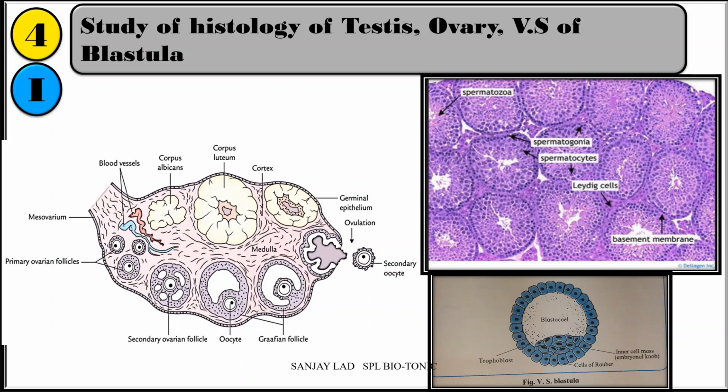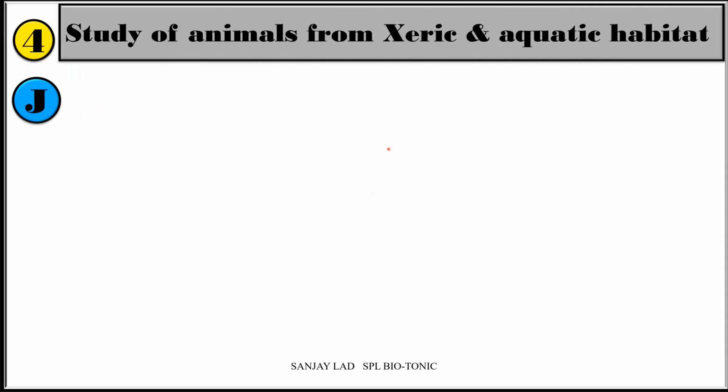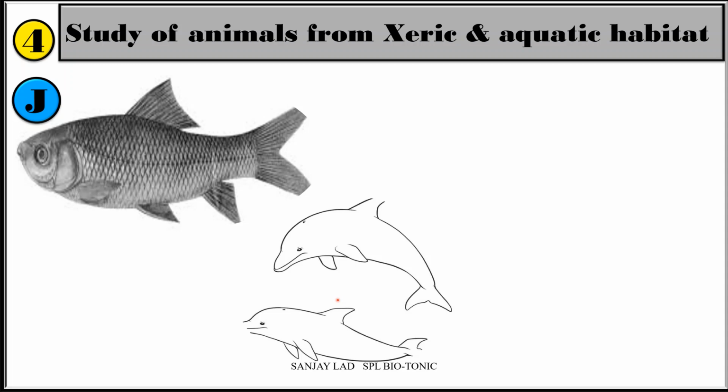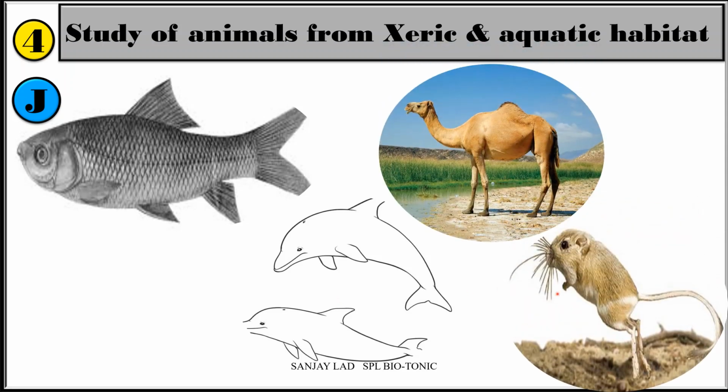Students, the last identification is about the dolphins, which are adapted for aquatic conditions, whereas the camel and kangaroo rat are adapted for xeric conditions. Again, any one of the pictures will come in the examination for identification.